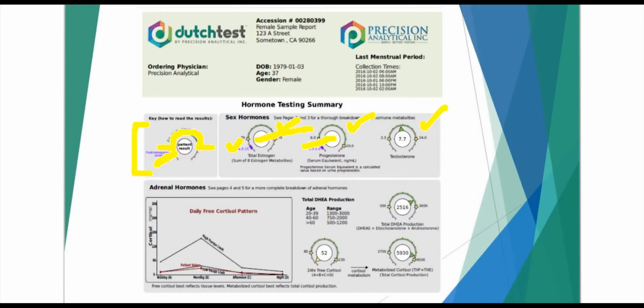As we go on further down, you can see the total of DHEA production. You can see then the cortisol pattern. So this is the free cortisol pattern throughout the day. And we'll get into that in more detail when we get to the adrenal hormones on pages 4 and 5. You can see the total of free cortisol here, and then the total of the cortisol metabolites, what we call metabolized cortisol. And that's the entirety of the results there on the first page.